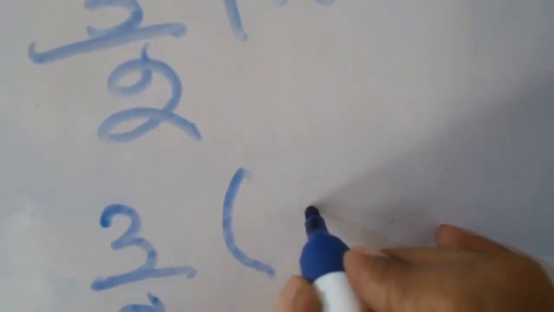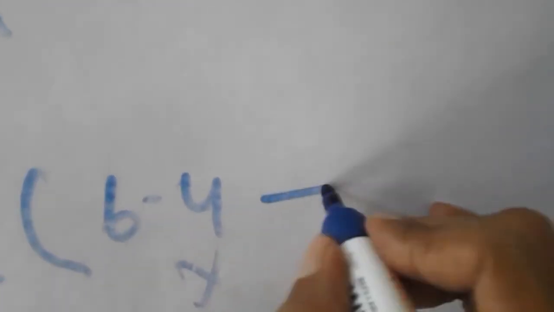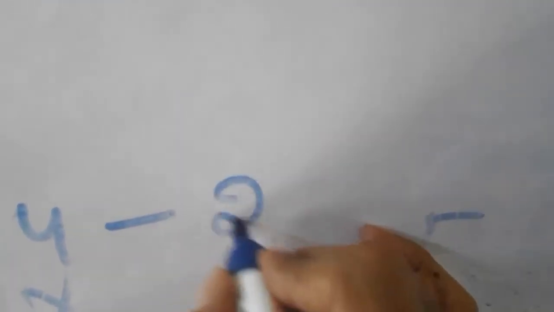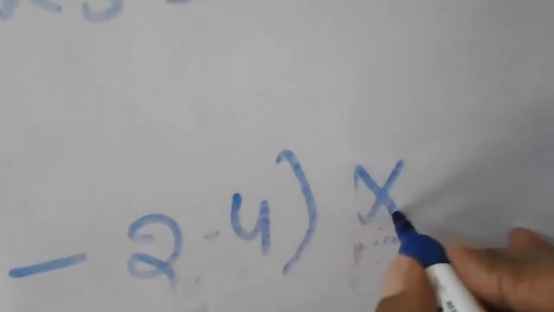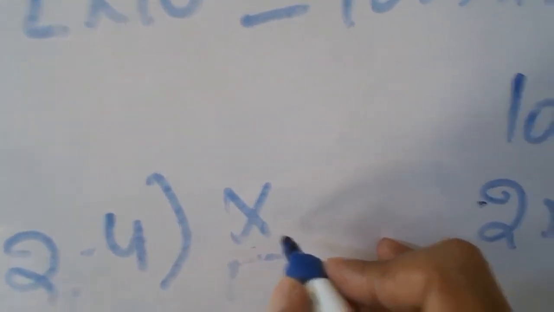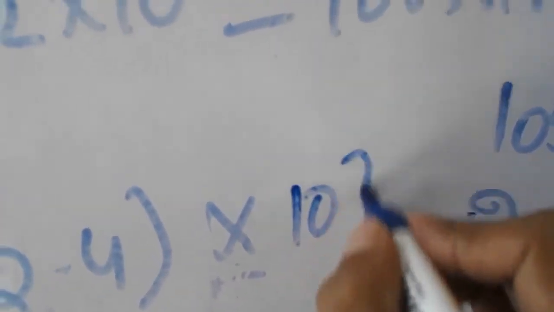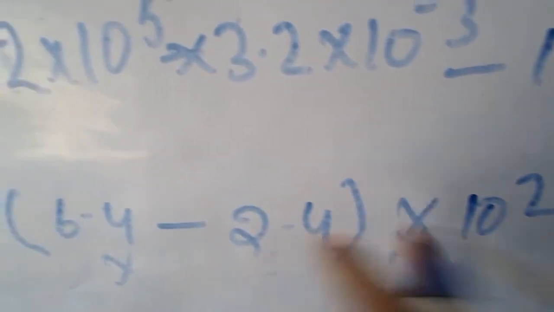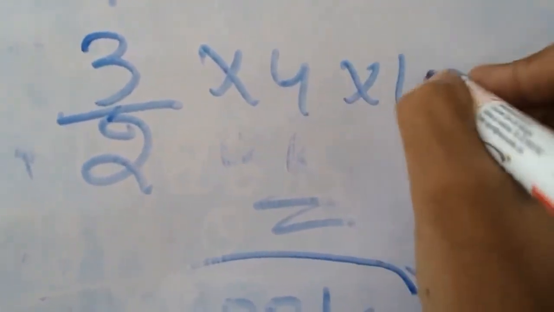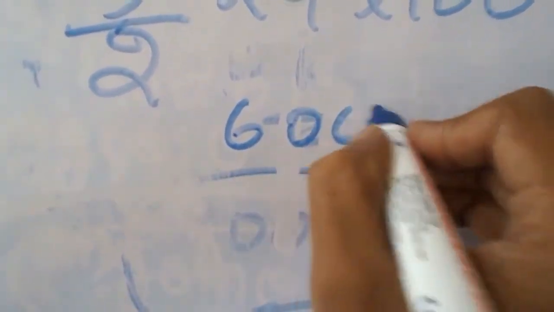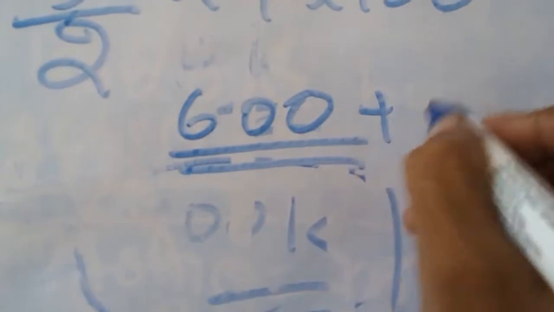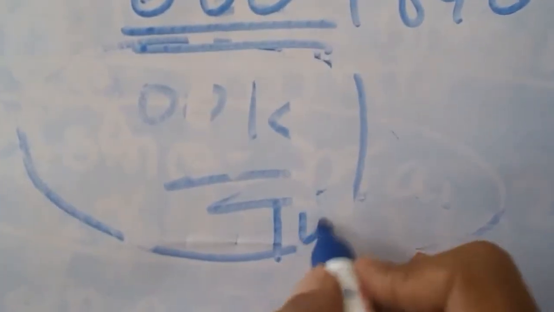If you see it very carefully, what I get is 3 by 2 into 6.4 minus 2.4, into 10 to the power 2. Okay guys, it is correct? Yeah. So this is 3 into 2 into, look carefully, it will become 4 into 100. I got this, it will become 600. Okay, 600 plus 840, it will become 1440.